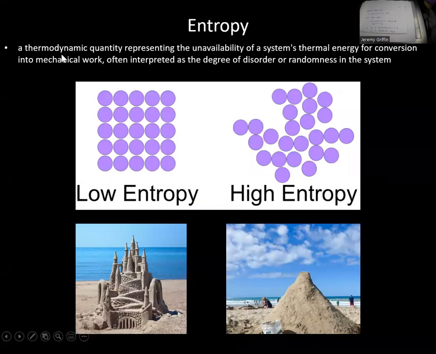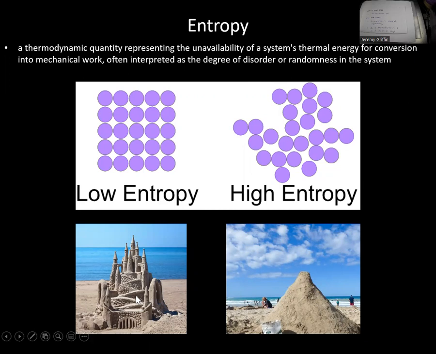What is entropy? Well, I've got a couple of perspectives on this. A thermodynamic quantity representing the unavailability of a system's thermal energy for conversion into mechanical work, often interpreted as the degree of disorder or randomness in the system. Right. So let me start with the second thing they said and then go back to the first thing. Right. So degree of disorder or randomness in a system. So low entropy is like a highly ordered state. High entropy is like a lot of chaos and low order.